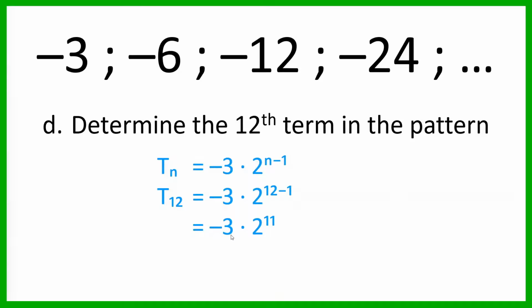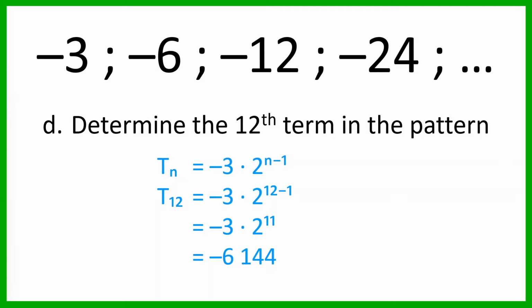Now this, you're not going to be expected to work this out yourself. So you can use your calculator, type in -3 times 2 to the power of 11, and that will give you -6,144. Okay, so that's how you would do a question like that. Right, so now I'm going to give you a few that you're going to do for yourself.